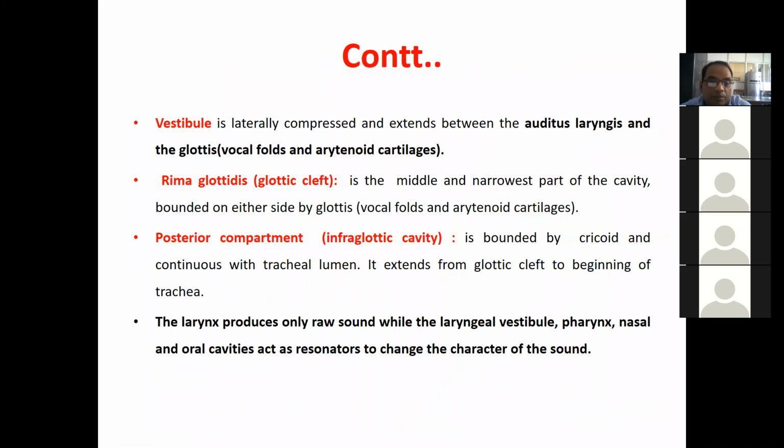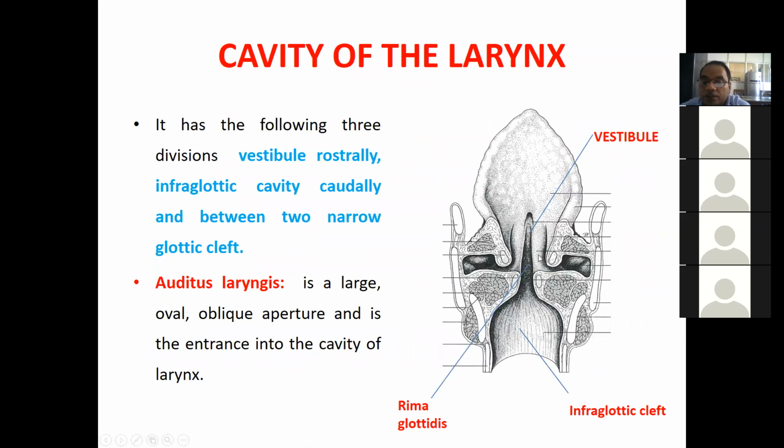Another part, the middle part, is the rima glottidis or the glottic cleft. It is the middle and the narrowest part of the cavity, bounded on either side by the vocal fold. Here you see this is the vocal fold, this is the vocal fold. So this rima glottidis is surrounded by the vocal folds.